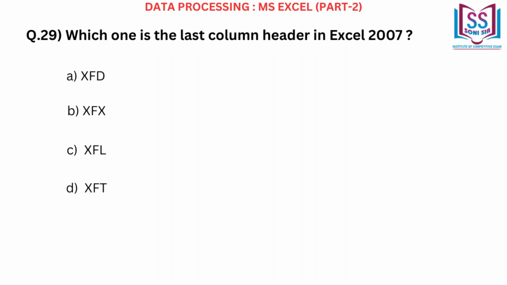Which one is the last column header in Excel 2007? A. XFD, B. XFX, C. XFL, D. XFD. Correct answer A. XFD.